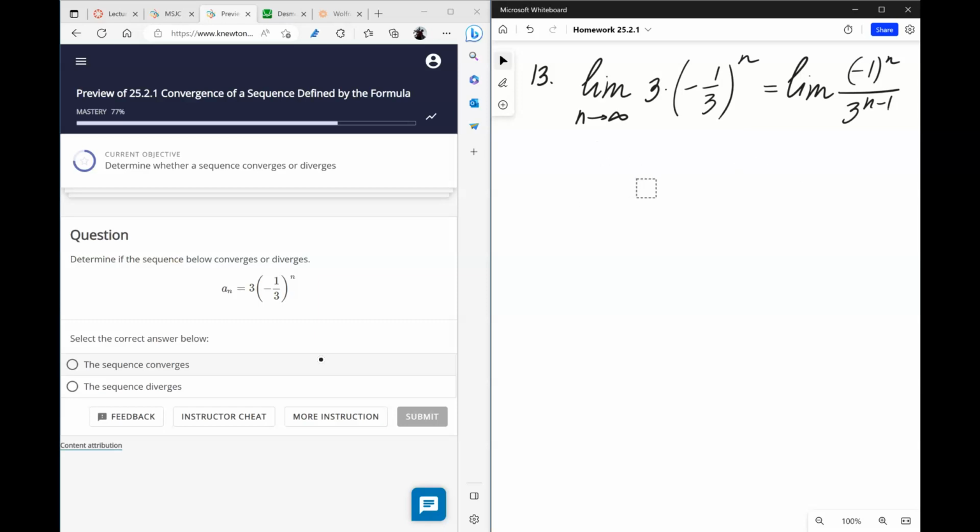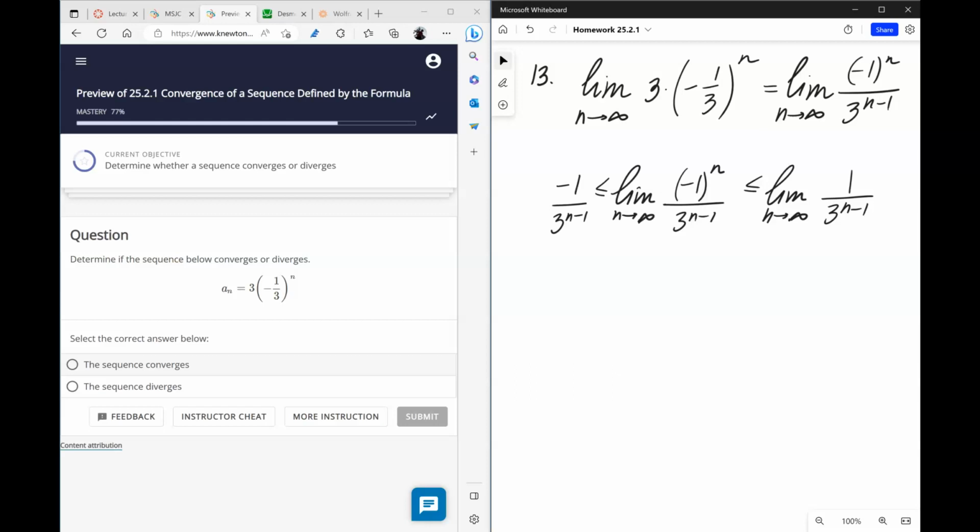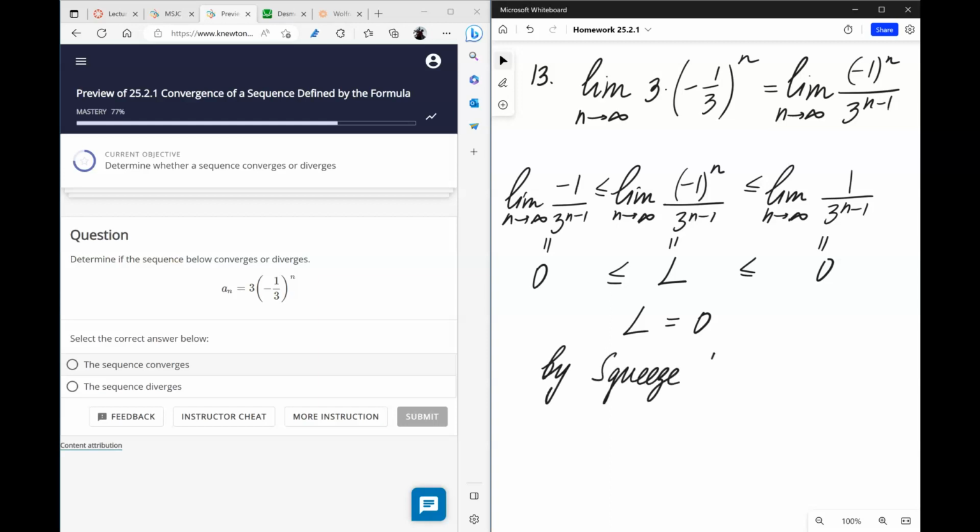Now, to analyze its convergence, I'm going to use the squeeze theorem argument in the following way. -1 to the power n is always less than or equal to 1, and it's always greater than or equal to -1. When you divide it by 3 to the power n minus 1, nothing changes because 3 to the power n minus 1 is always positive. Now when you put the limit here, that doesn't change the inequality. However, this limit is equal to 0, this limit is equal to 0, and this limit is equal to L. So L now being bounded by zeros on top and the bottom means that L has to be equal to 0. So by the squeeze theorem we conclude that this sequence converges.